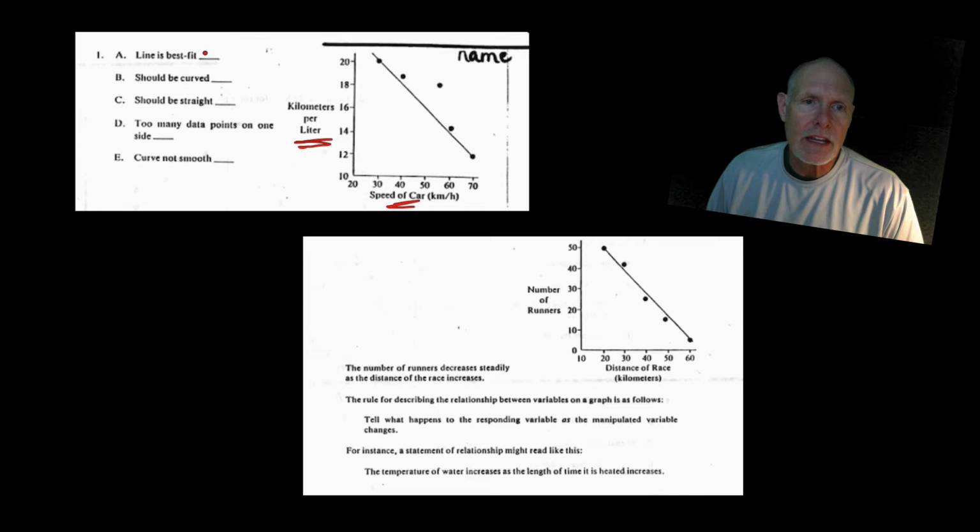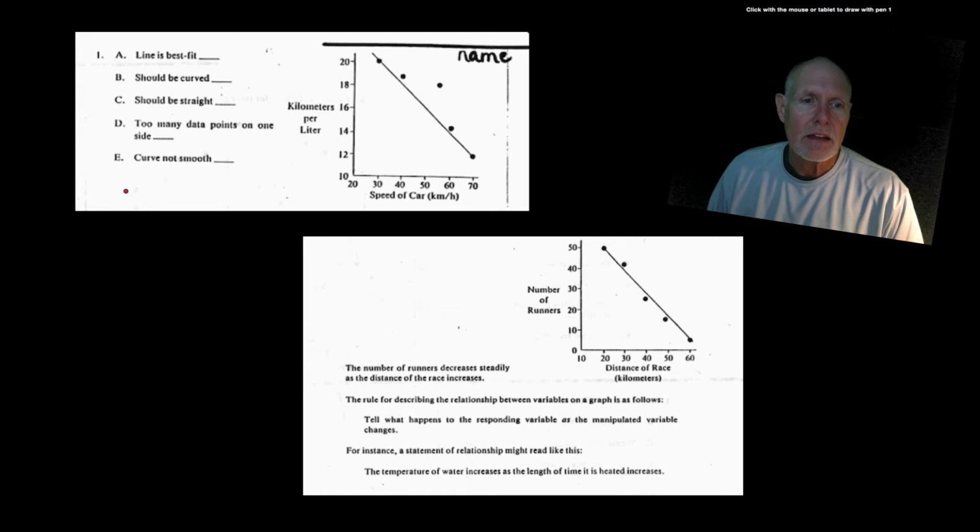In other words, is this the line of best fit? And if this is the line of best fit, just put a check mark there. Yep, that's the line of best fit. Or ask yourself, well, maybe the line should be curved, so I'm going to put my check mark there that the line should be curved. Or no, maybe the line should be straight, so I'm going to mark that one. Or maybe I'm going to say, well, there's too many data points on one side. Or maybe the curve is there, but it's not smooth. It is possible to have more than one answer, but those should relate to each other. So you need to choose one of these responses right here.